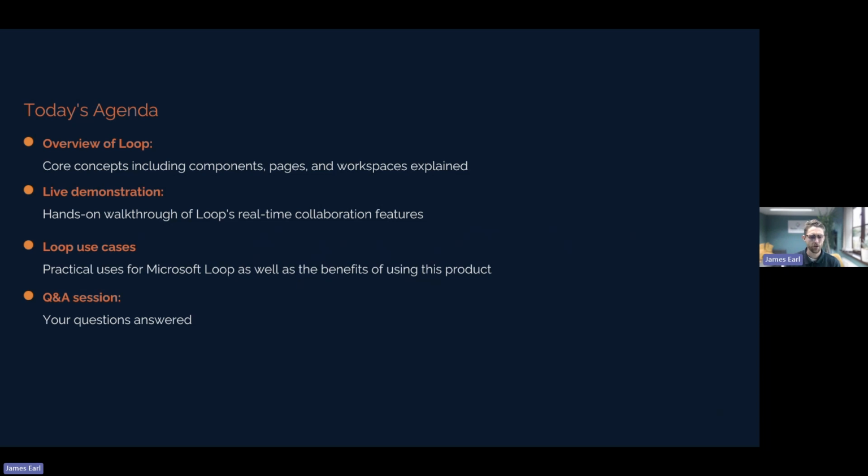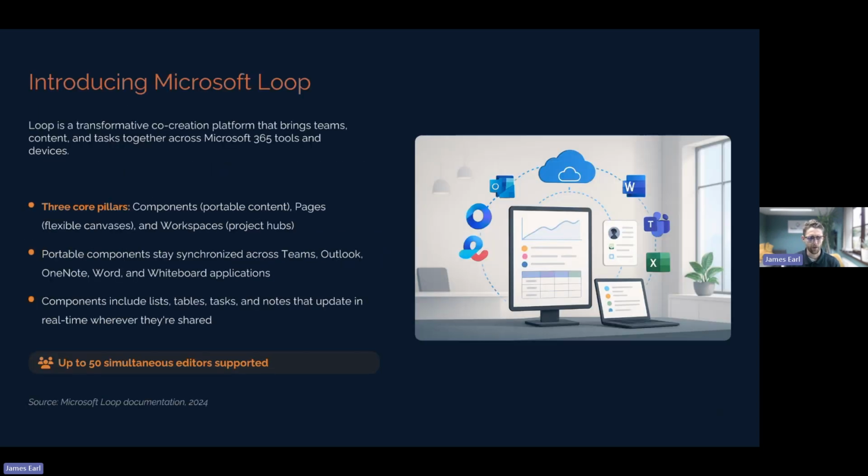So, what exactly is Microsoft Loop? Microsoft Loop is a collaborative tool that enables you to work in essentially real time with your colleagues across platforms. I'll explain a little bit more about that in a minute, but within Microsoft Loop there are three core pillars or core concepts that are building blocks for Microsoft Loop. So we have components, which are portable content that you can move from one application to share inside another application.